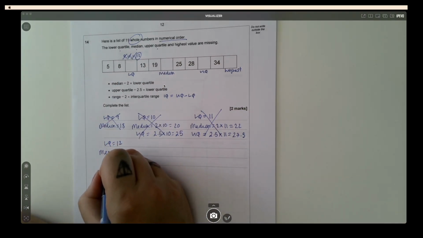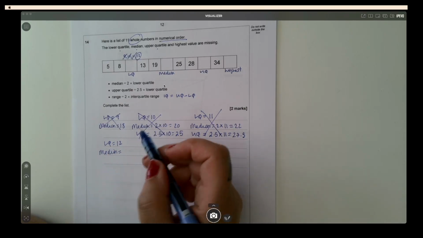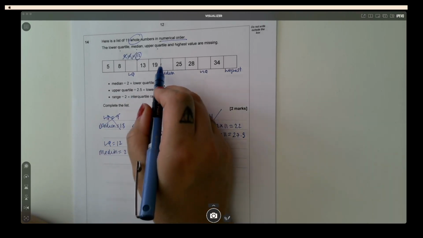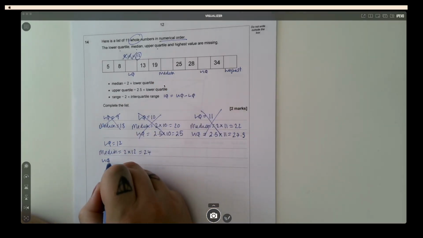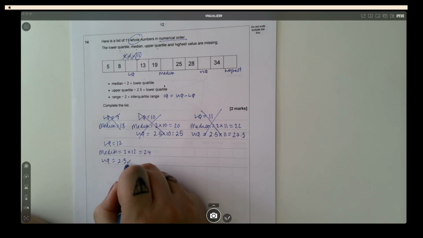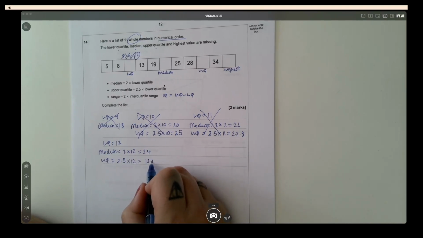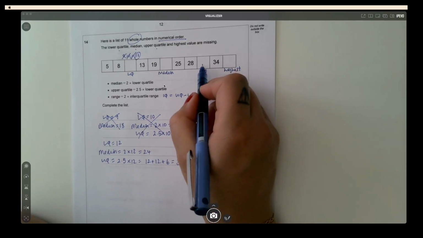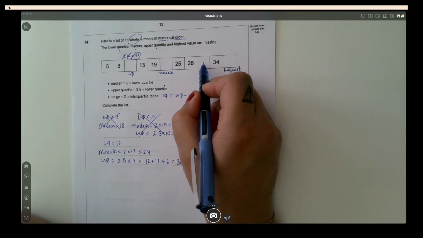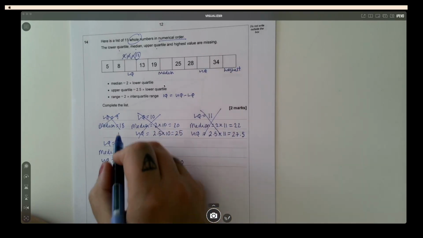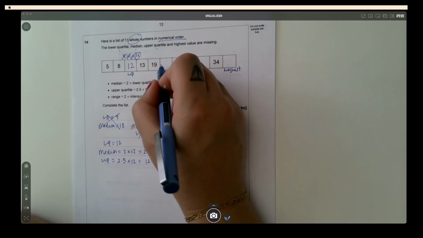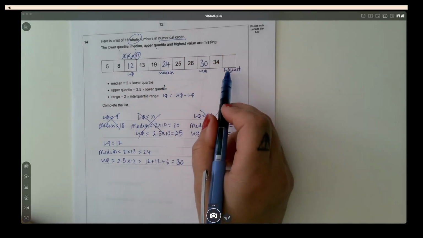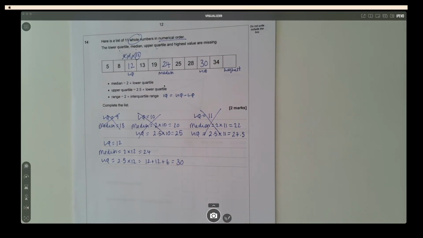So if the lower quartile is 12, the median is 2 times 12, which is 24. That would work. The upper quartile is 2.5 times 12. So 12 plus 12 plus half of 12, which is 30. That works. So let's go with a lower quartile of 12, a median of 24, an upper quartile of 30, but we've still got this highest value to figure out.